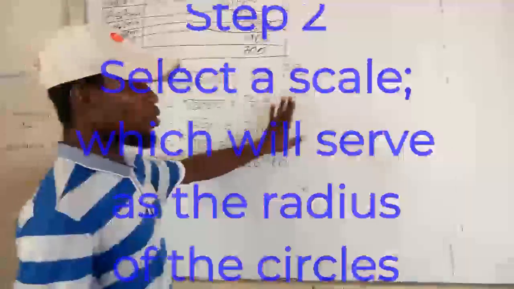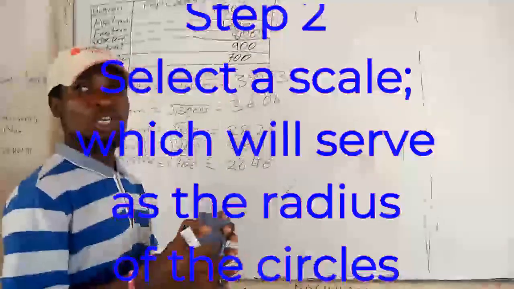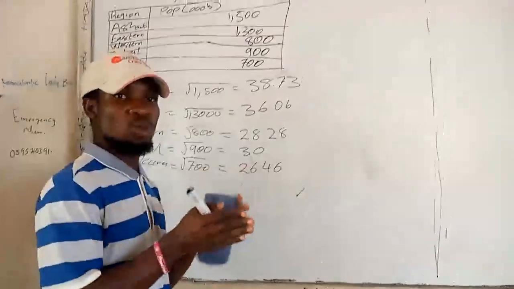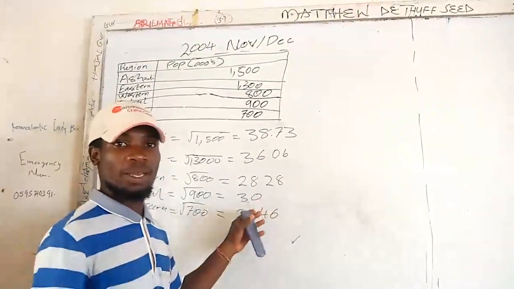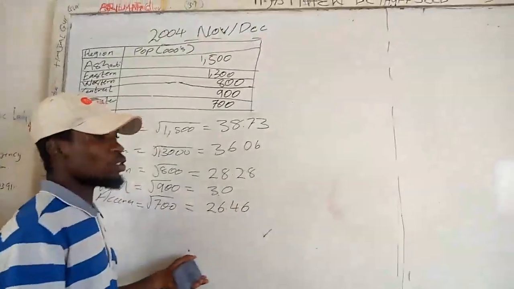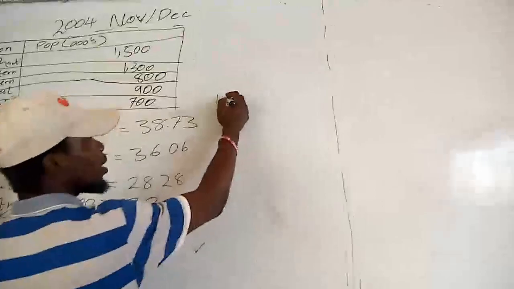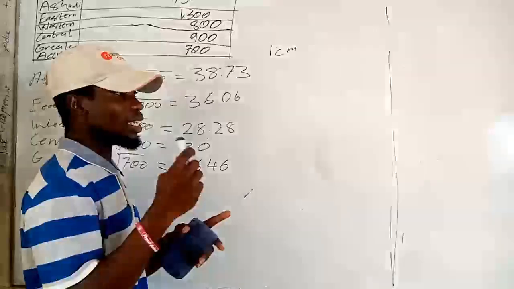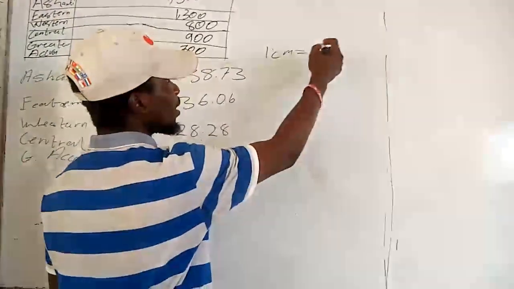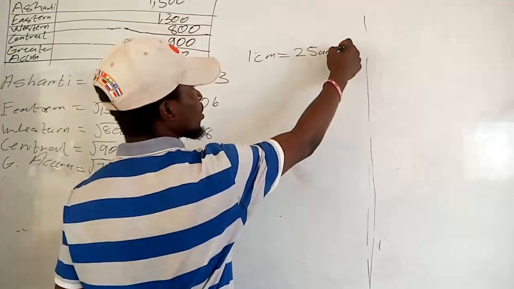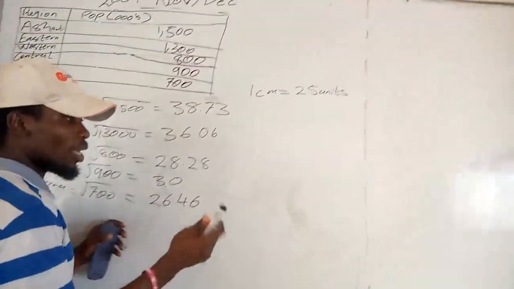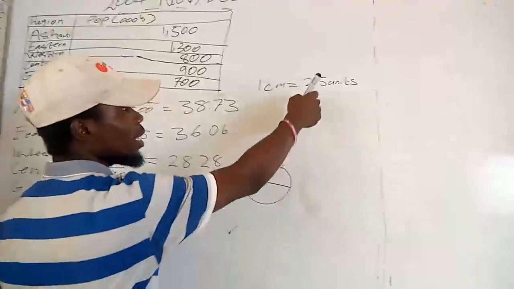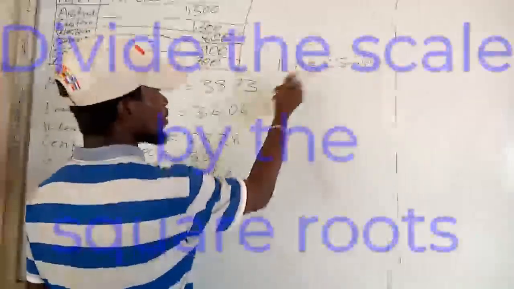We are left with picking the scale. You base it on how big or how small you want your circles to be. If you want a bigger circle, you pick a smaller scale. If you want a smaller circle, you pick a greater scale. You can choose any scale. So we can say that 1 centimeter on our ruler will be equal to, let's say, 25 units. That means if you are drawing a circle to have a radius of 1 centimeter, it should represent 25 units.